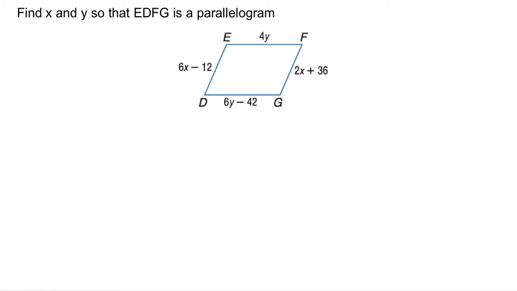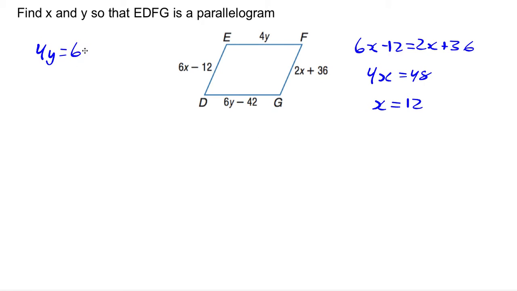Well, if this is a parallelogram, then that means that opposite sides are congruent. So 6x minus 12 is equal to 2x plus 36. So I get 4x is equal to 48, so x is equal to 12. Likewise, I must have that 4y equals 6y minus 42. So I get 2y is equal to 42, or y is equal to 21. That would make this a parallelogram.